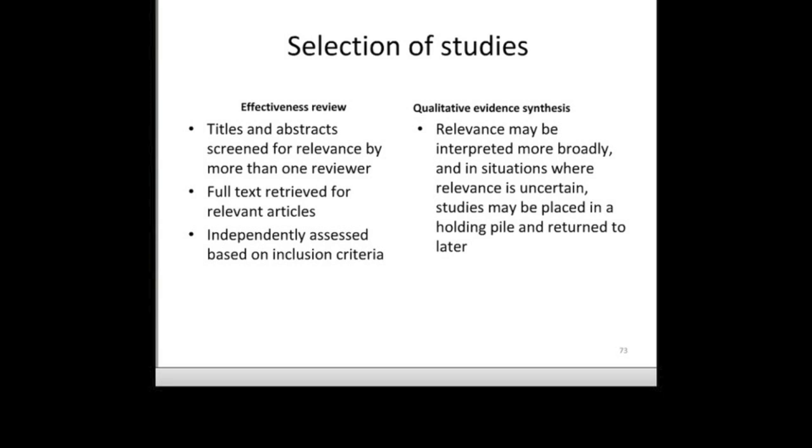The same strategy is used in qualitative evidence synthesis. Relevance, though, may be interpreted a bit more broadly, and in a situation where relevance is a bit uncertain, then maybe we would place these studies in some sort of holding pile and return to them later because they might be interesting to actually create a comprehensive theory.